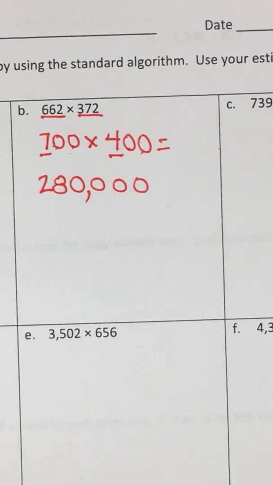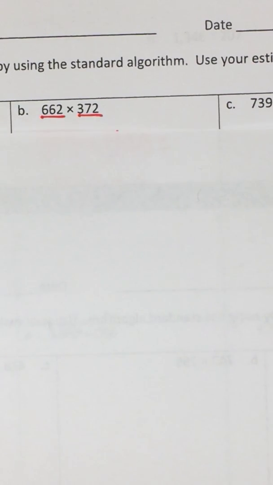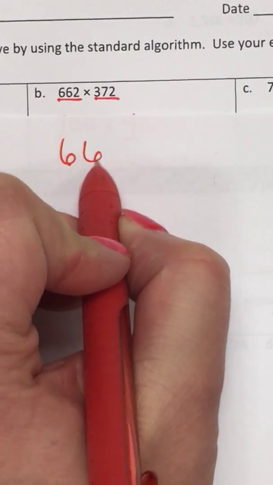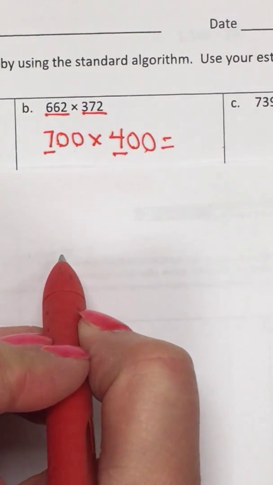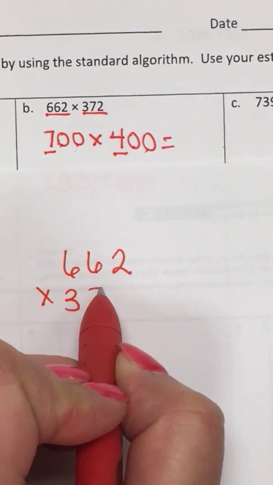So if I were you, I would do this work on another piece of paper because this box is awfully small for such a giant multiplication problem. So let's go ahead and do this one. 662 times 372. Oops, I'm going to move that down because that's up a little high. Let's do it here, okay. So 662 times 372.